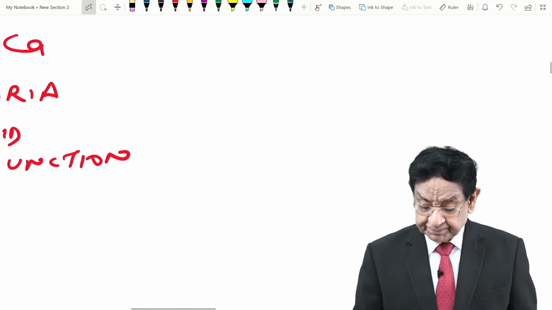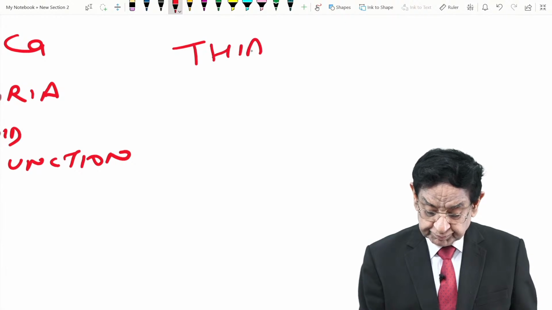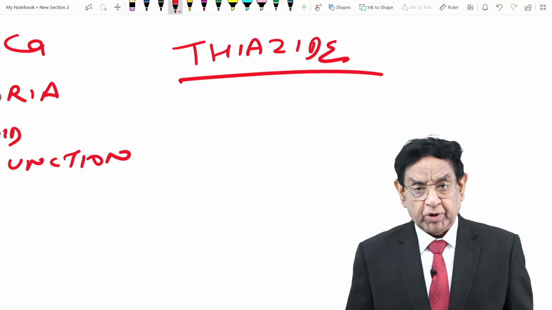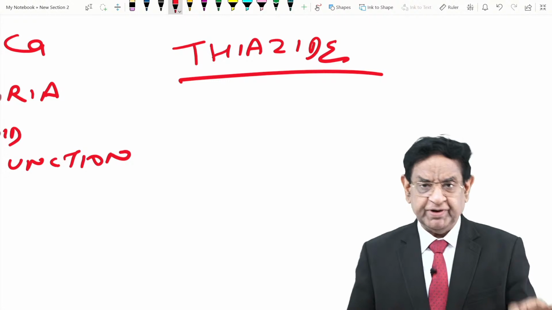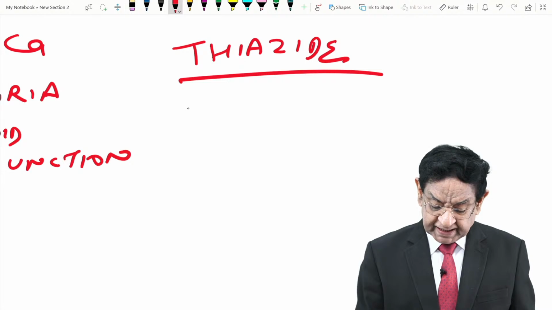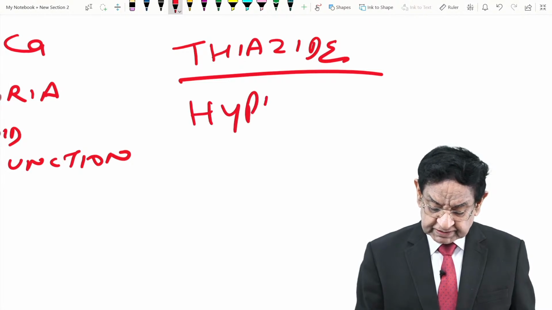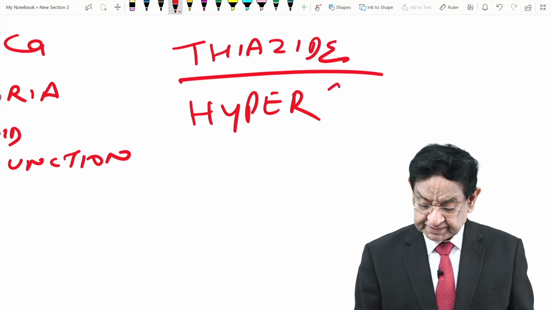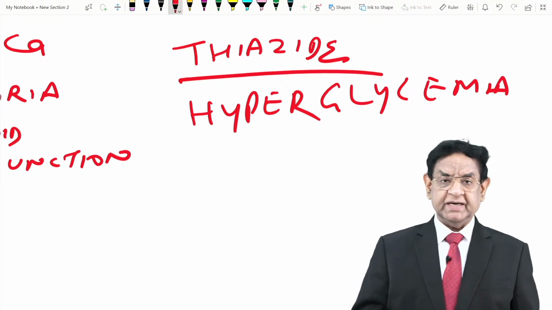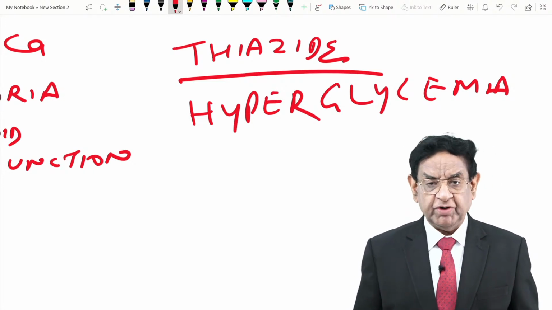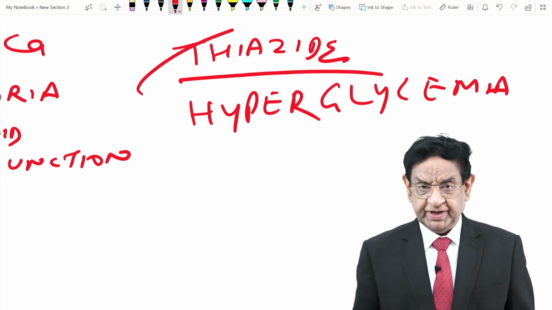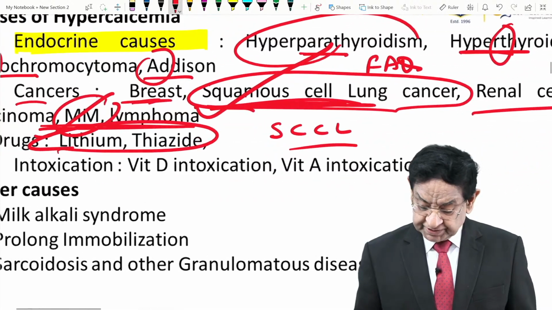Regarding thiazide, quickly write down the answer in your copy. It can lead to which metabolic disturbance in the body? Quickly, very frequently asked question. Write down the answer in your copy. It can lead to hyperglycemia. It can cause diabetes. It can precipitate diabetes. And in the same question in pharmacology, they ask, which of the following diuretics should not be given in a diabetic? The answer is thiazide. Very, very important and rank number 1 getting question.